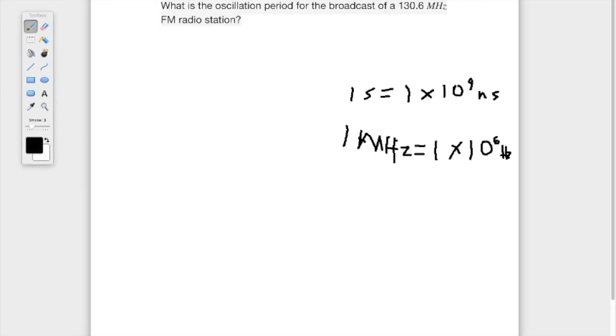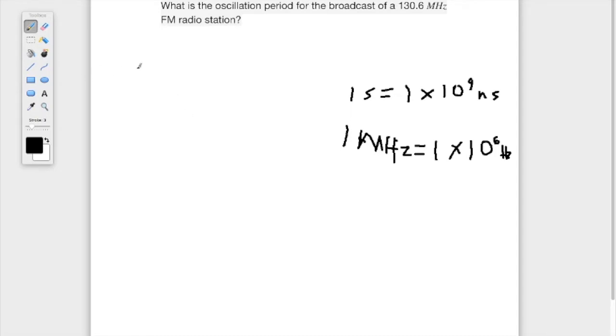Alright, so here we have our first practice problem. Basically, what you have to do is find the oscillation period for the broadcast of a 130.6 megahertz FM radio station, but the answer has to be in nanoseconds. So, well, we're gonna have to do a little bit of unit conversion.